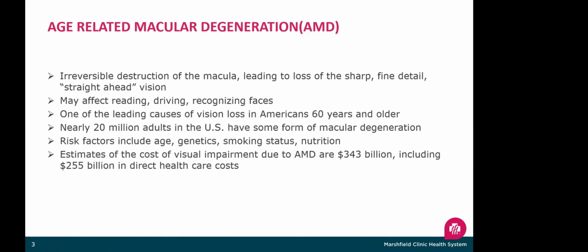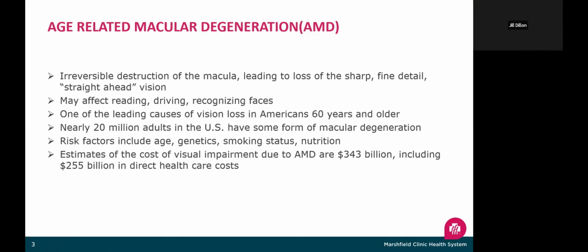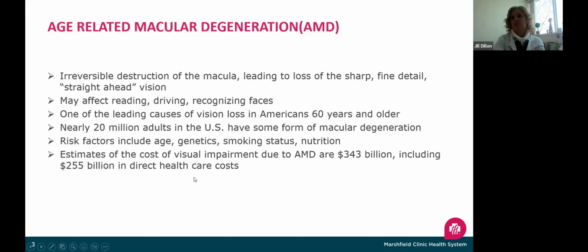What happens with macular degeneration is we start to see a destruction of that central portion of the retina, the macula. And when that happens, it can affect that straight ahead vision. And everything you use your eyes for, when you're looking straight at something, you're using that central vision, or that macula. So it can affect your reading, your driving, recognizing faces. You may come into a room and look directly at somebody, and maybe you'll recognize their shape or perhaps their voice, but you may not recognize their face.